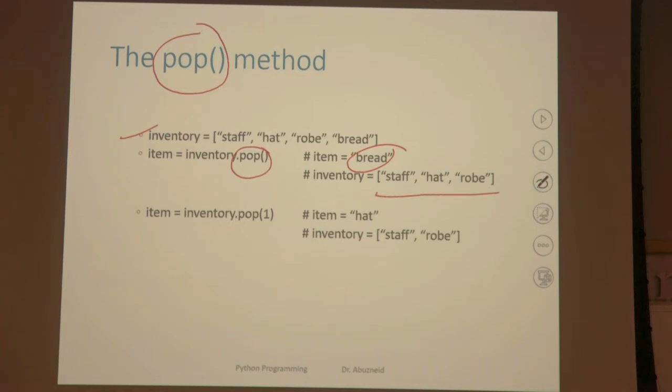Also in pop, I can specify which index I want to remove. In here, there's nothing between the parentheses. In here, what do I have? I have 1. So I can now remove the item at index 1. The numbering is 0 and 1, so number 2 is the hat, and which one would be removed? The hat, and that's what we see here. Hat was removed, all right?